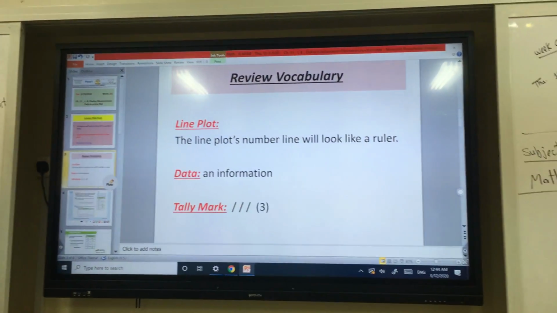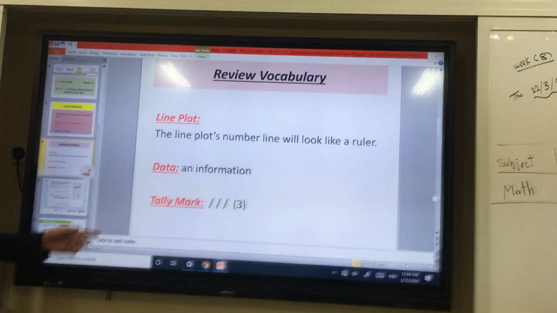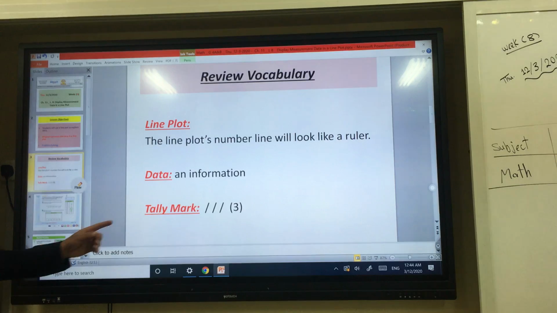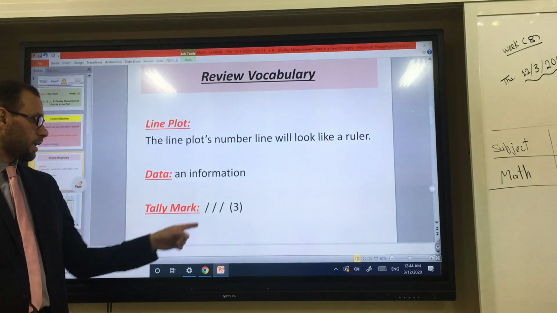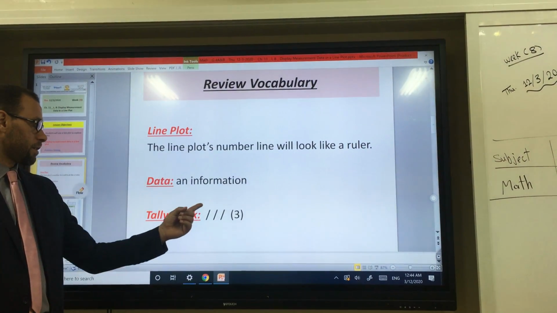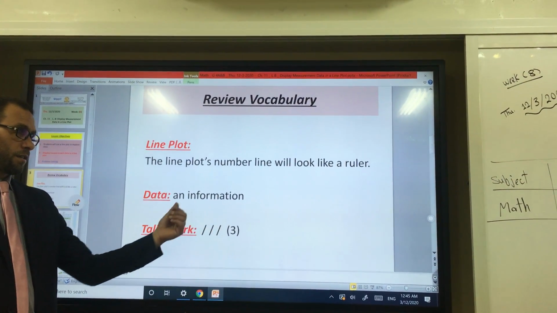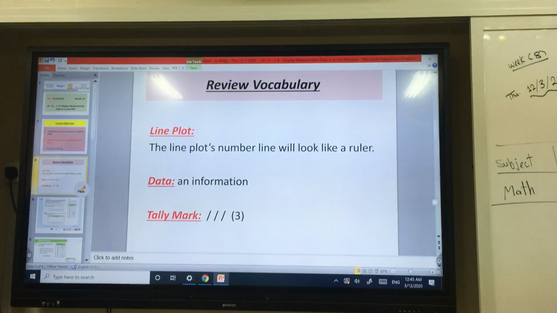Okay. Data is information that we have. Tally marks look like this. We can use a number like this. We can count these tallies to represent the number. For example, this is 1, 2, 3. The number is 3. Represent this one by a number.